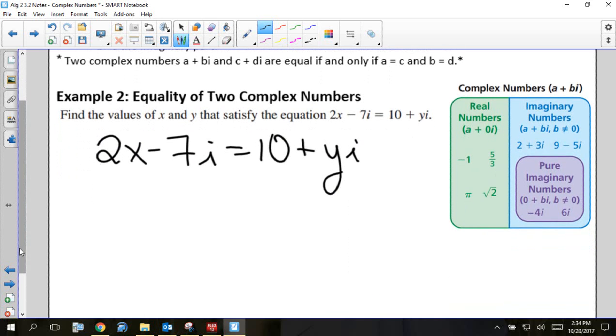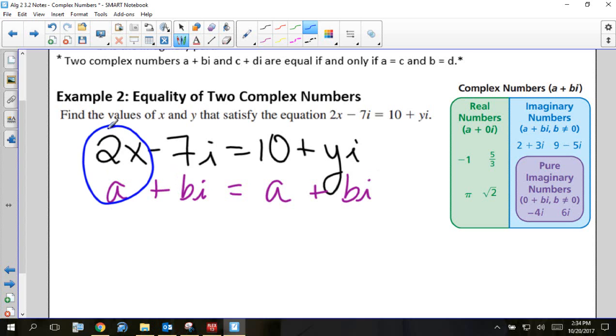These are two complex numbers that are equal, and complex numbers are in the form of a plus bi. When we look at these two sides of the equation, the real part on the left is the 2x, that's the part without the i, and the real part on the right side of the equation is the 10. Since these are equal, I can say 2x equals 10. So what's x equal? 5.